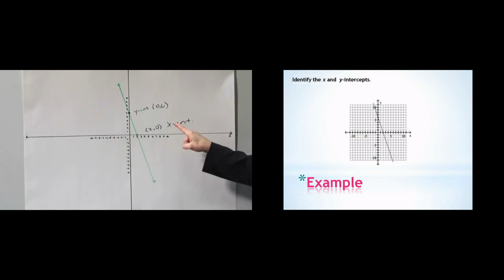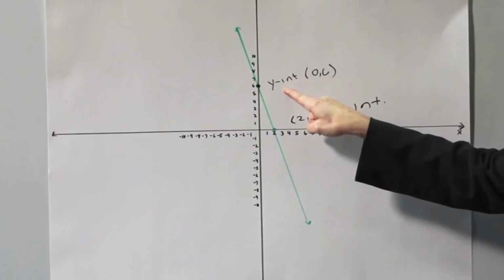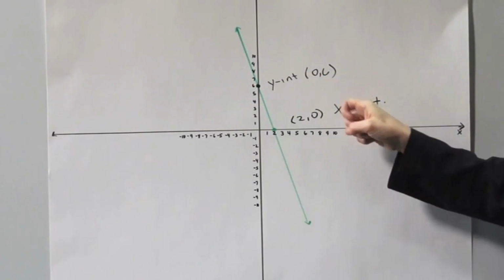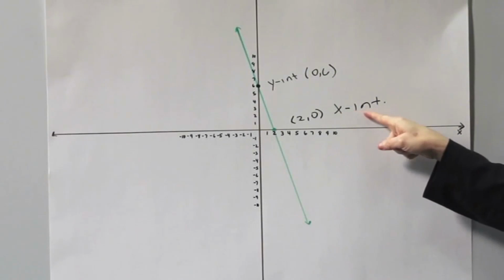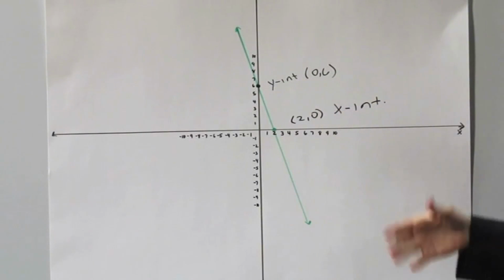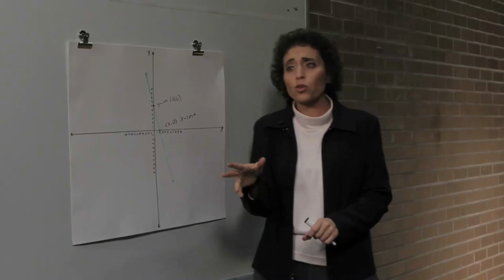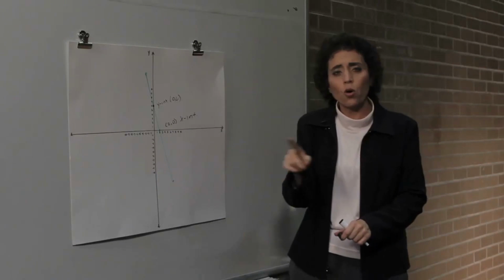Because remember we said the x-intercept will be found whenever y is 0. The y-intercept will be found whenever x is 0. Okay? So the y-intercept is 6 or 0, 6. The x-intercept is 2 or 2, 0. And that's how you find the intercept. You just look at the graphs. So in the next 3 graphs in your workbook, would you just pick out all the x and y intercepts?